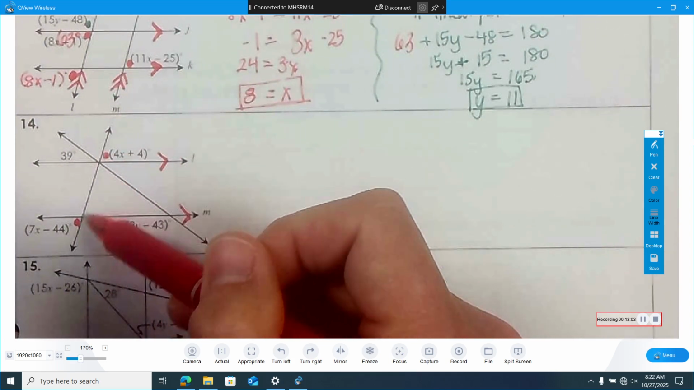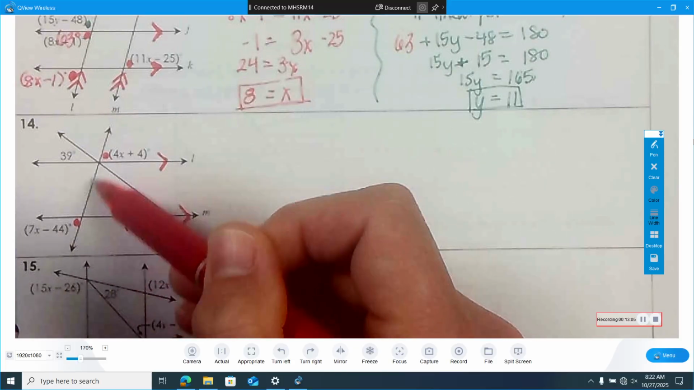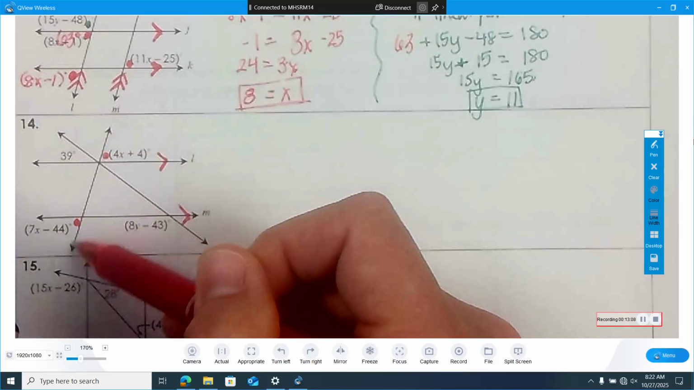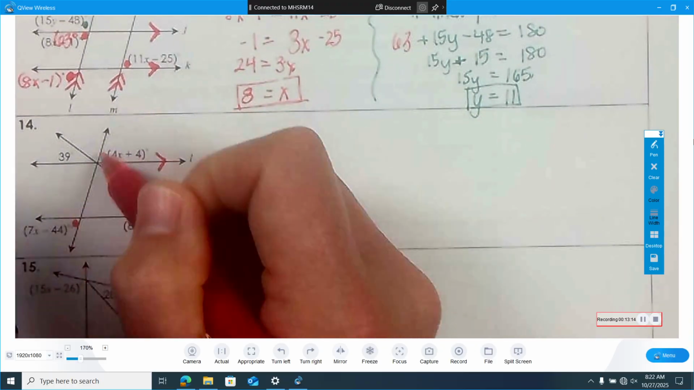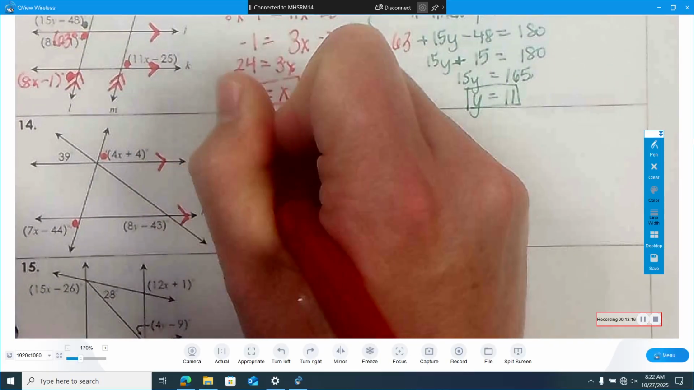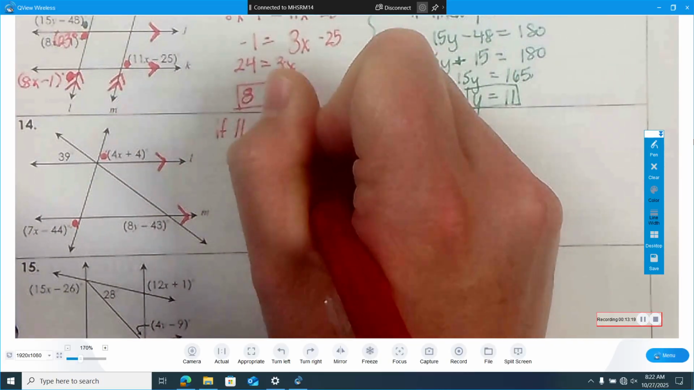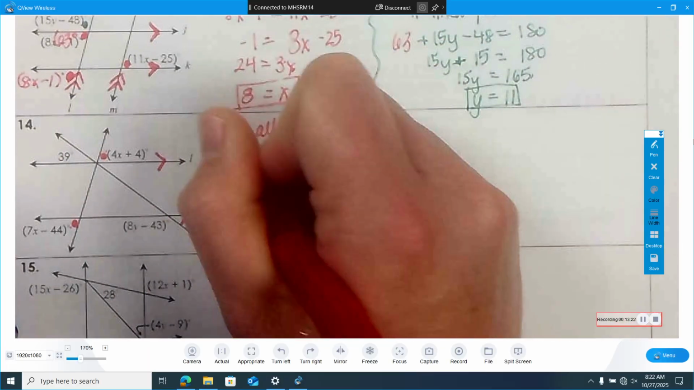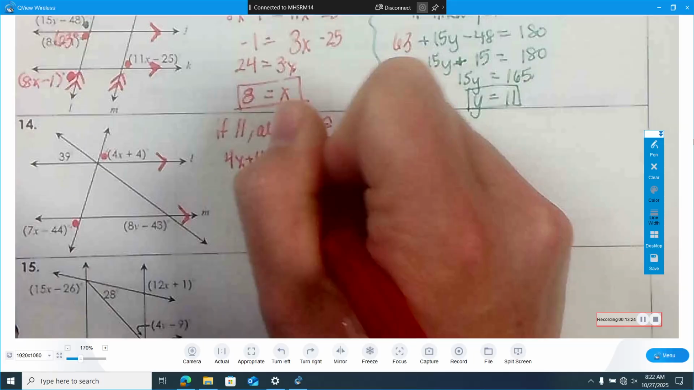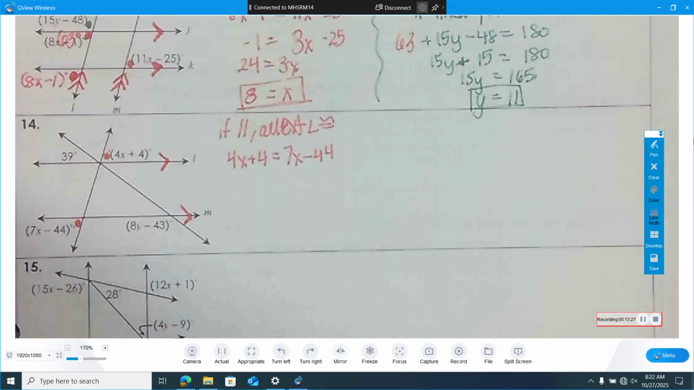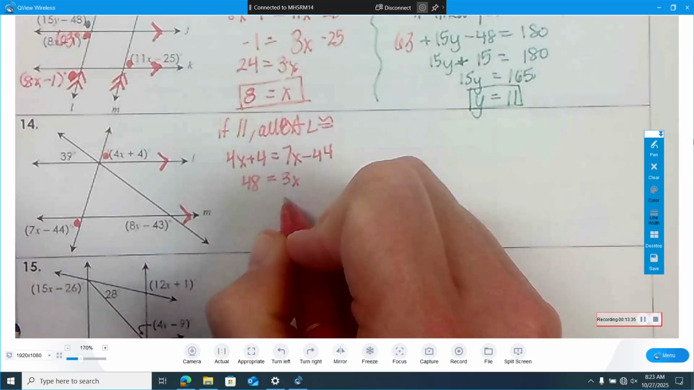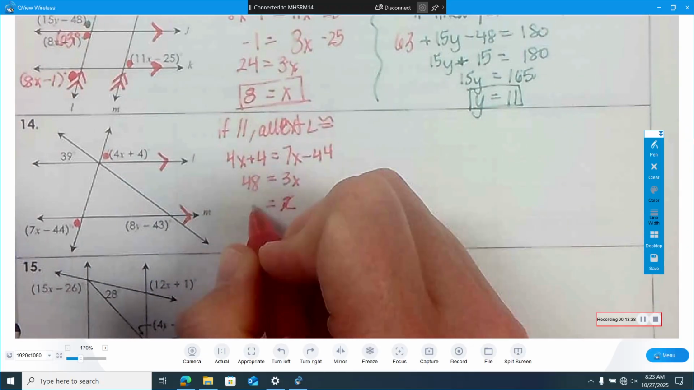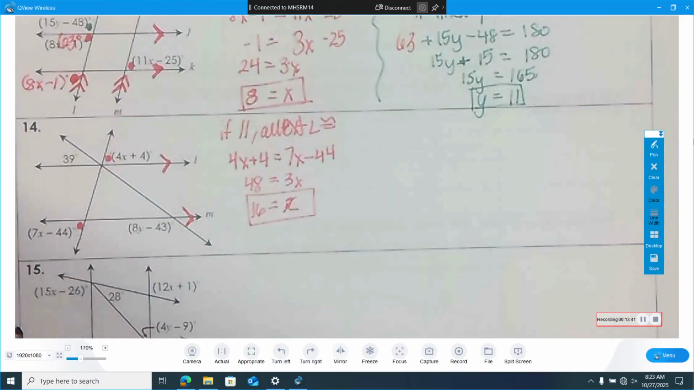Yeah, so here we have our transversal that's touching both sides, a side of each angle. And they're intersecting these parallel lines here. So yeah, these are definitely alternate exterior angles. So if parallel lines, alternate exterior angles are congruent, which means 4x plus 4 is equal to 7x minus 44. Good job. Let's see, I'm going to subtract the 4x. That gives me 3x. And I'm going to add 44. Gives me 48. And divide both sides by 3, and I get 16. Cool.